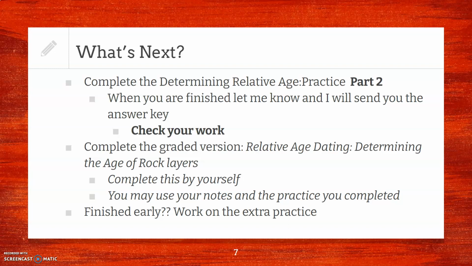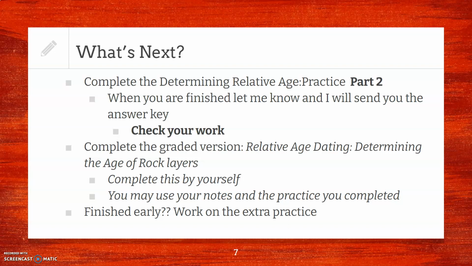The graded version of this is posted in Canvas. You can see the title, Relative Age Dating, Determining the Age of the Rock Layers. It's very similar to the practice. You're going to put layers in order from oldest to youngest, and you're going to identify unconformities. The only difference really between the practice and the graded version is you need to complete this by yourself. It is due by the beginning of class tomorrow.